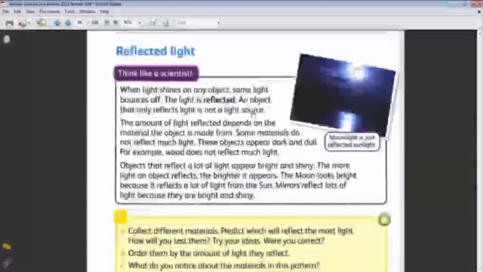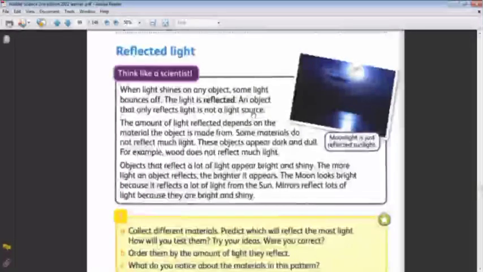We cannot because it reflects its light from the sun. Yes, very good. Because it doesn't emit light. It reflects the light that comes from the sun. So any object that reflects the light, we can't consider it a light source. It only reflects the light that falls on its surface, making it bounce off from its surface.